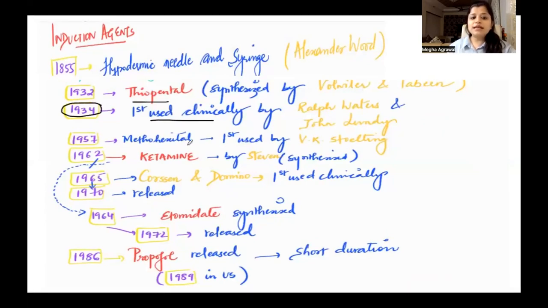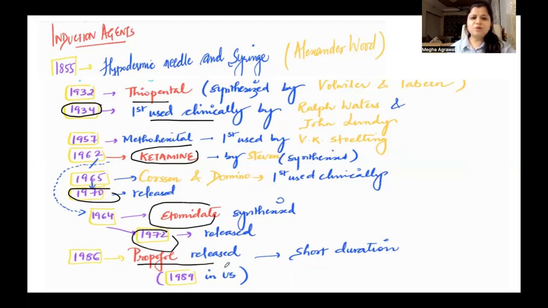The second one was ketamine. Ketamine was released in 1970, and first used clinically by Corson and Domino. Then etomidate was released in 1972, 2 years later. And propofol, which most of you will be using daily, is of the shortest duration, and it came in 1986. So propofol is the most recent.